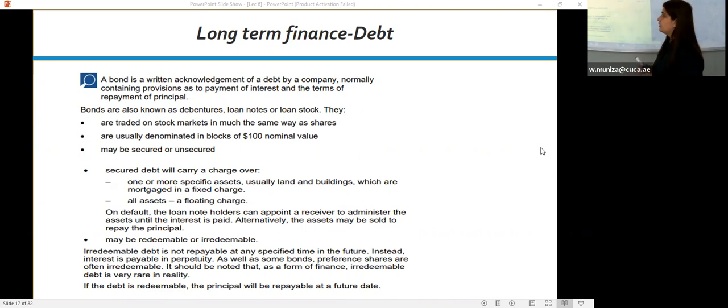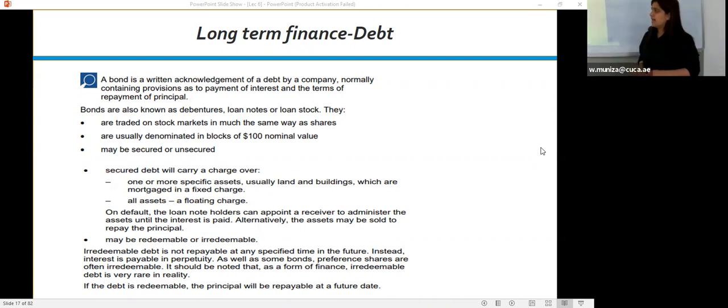Debt may be secured or unsecured. Secured debt will carry a charge over one or more specific assets, usually land and buildings, which are mortgaged in a fixed charge. Over all assets, that is a floating charge. So my dear students, secured debt can be secured against any fixed asset, and that fixed asset cannot be sold unless the person who holds the security allows us to do that.